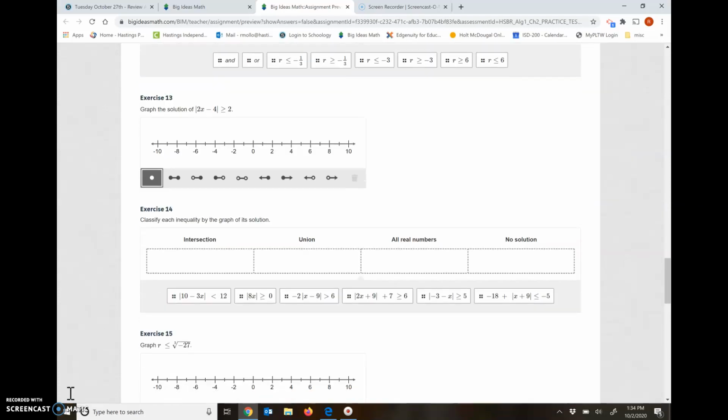13, our first absolute value one. So make sure you remember when you can write the two equations. I'll answer my own question. So write the two equations right away on this problem because the absolute value is already by itself.